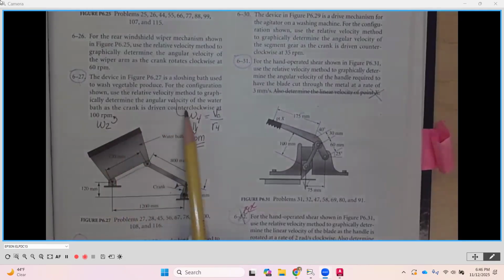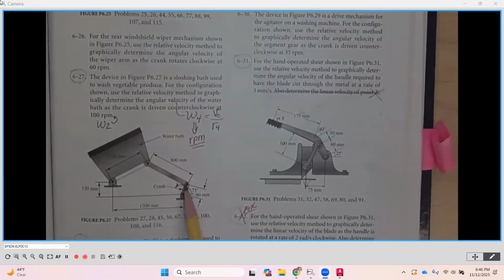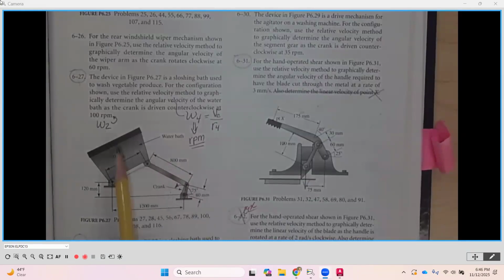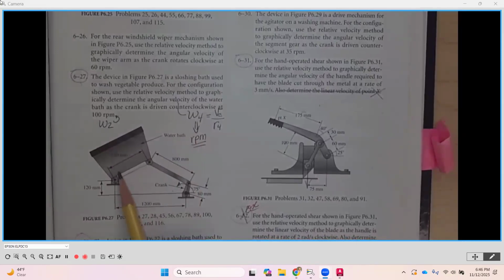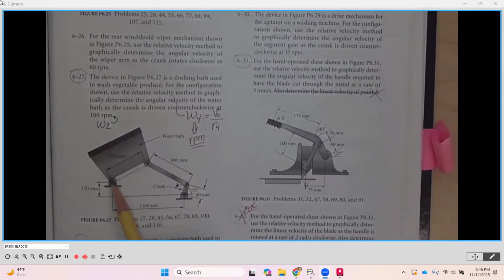And it says as the crank, which is down over here, identified here, as the crank is driven counterclockwise at 100 RPMs. Okay, so this is going to go around, around, around, and it's going to oscillate this back and forth. So we want to know at this instant in time, what is the angular velocity of link number 4? Okay, what is going to be link number 4?